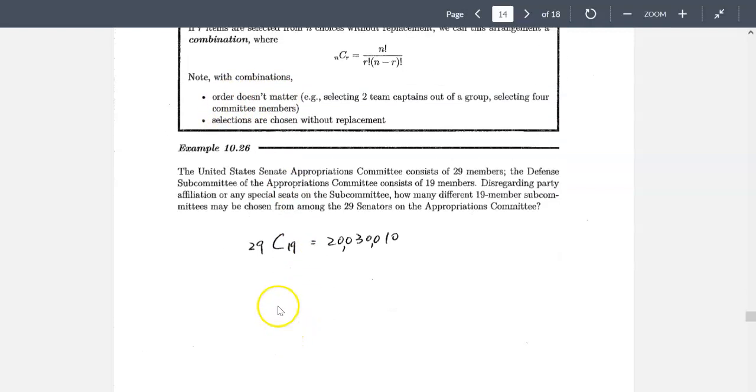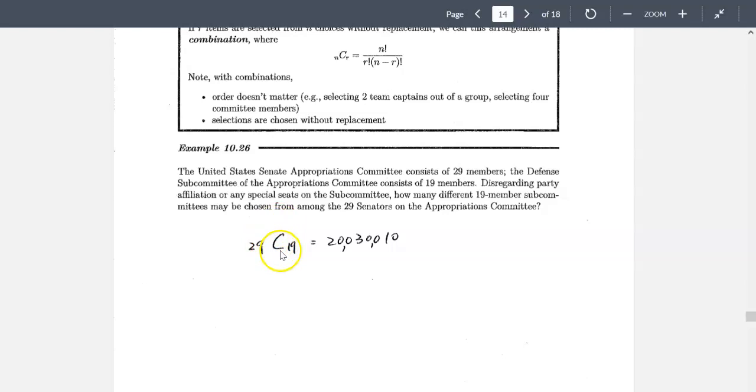So, for example, the United States Senate wants a committee that consists of 29 members, and out of those, we're going to pick 19 members. But those 19 people we pick are just getting a seat. They're not getting a specific title. So in this case, we take 29, we choose 19 of them.